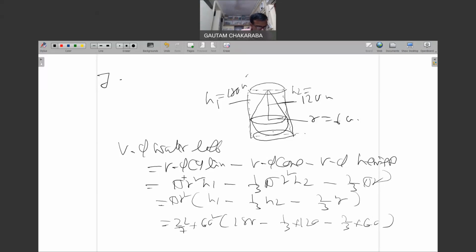Then after calculation, this will be the answer, and the answer is in centimeter cube. If you want it in meter cube, then divide by 100 times 100 times 100, that means 100, 100, 100, because cube.